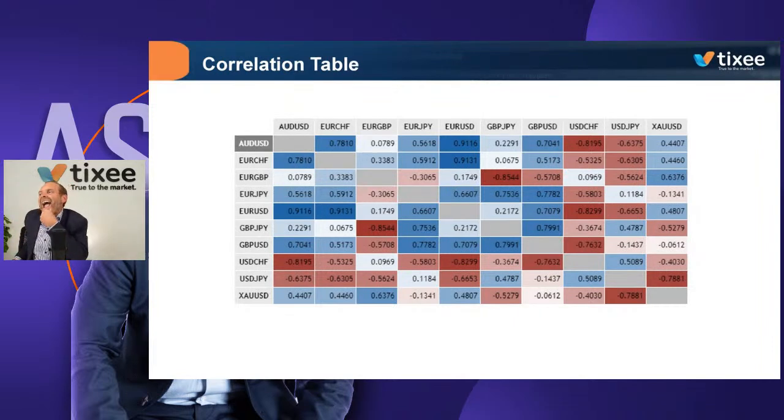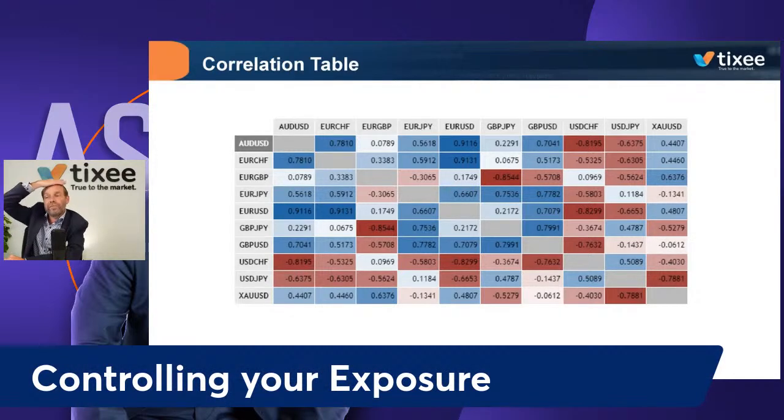Now, why is this important? Why is this useful, knowing if they're negatively correlated or positively correlated? Because it's extremely useful, and I'll explain to you why. First of all, it's really useful because it can help you control your exposure. Now, this is why it's extremely useful.